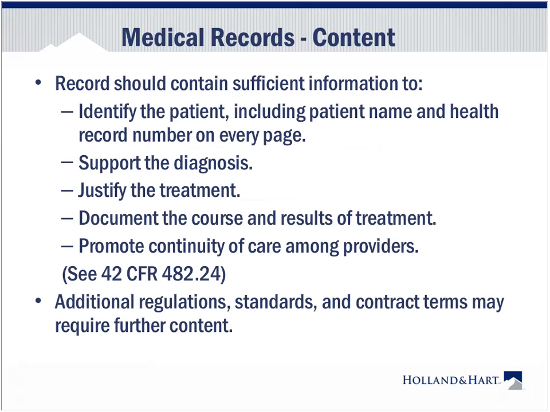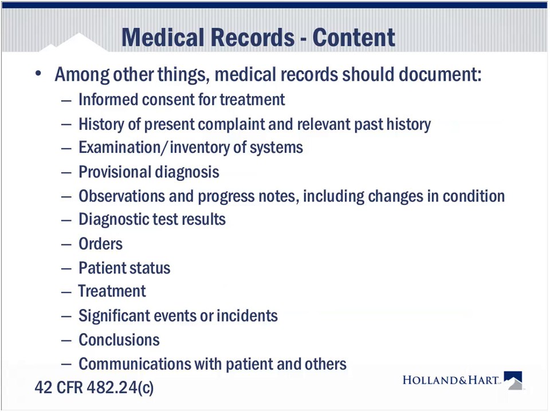The record should contain sufficient information to identify the patient, including the name and health record number on every page. It should be sufficient to support the diagnosis, to justify the treatment, to document the course and the results of treatment, and promote continuity of care among providers. That comes directly from 42 CFR 482.24. There may be other things, but these are the general justification of what needs to be in a medical record. Here's a laundry list also from that same regulation of what should be included.